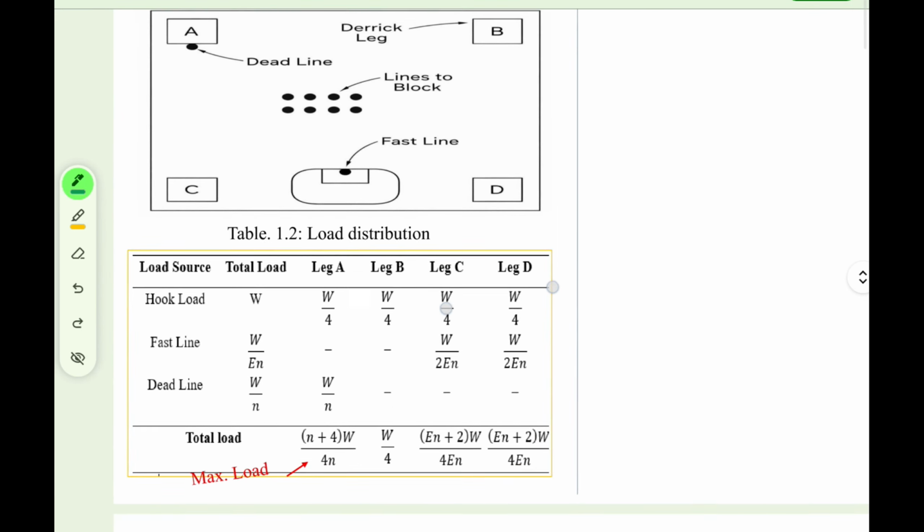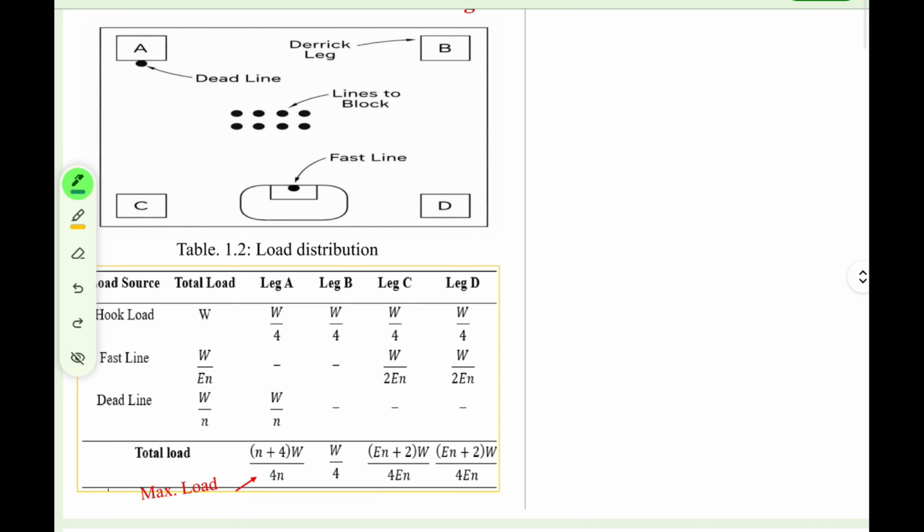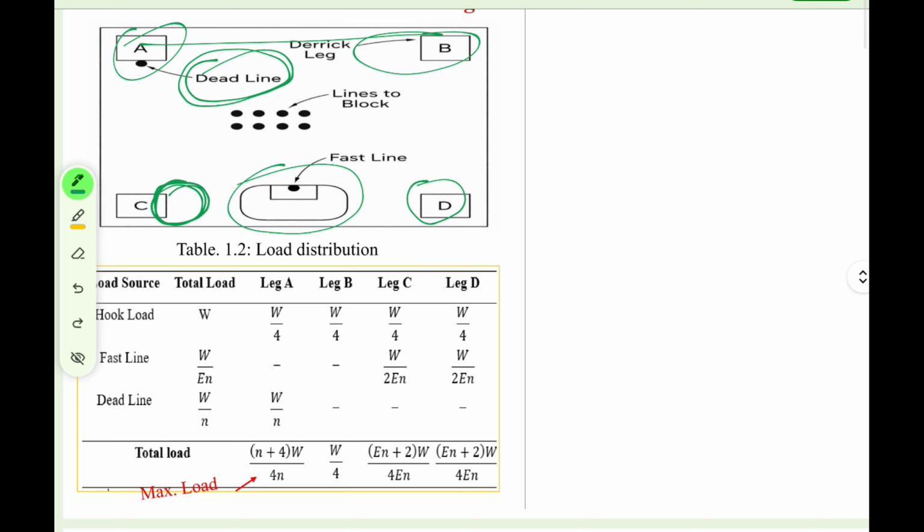Let's suppose the first case: the deadline can be attached anywhere. Either they attach it on this side, or on that side, or on any of these leg sides, right? The first condition is that the deadline is attached on the hoisting drum side, on either leg C or D. It is up to you, right? Next, the deadline is attached opposite to the hoisting drum, meaning leg A and leg B, either of these.